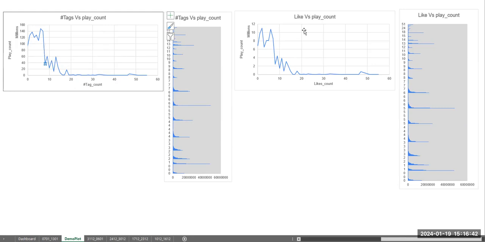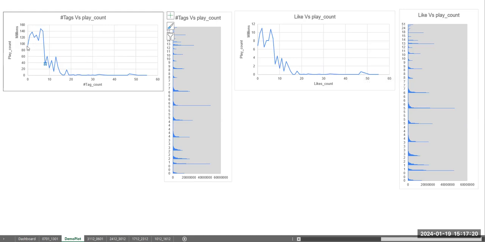Similarly, on the other hand, the likes against the play count. When we plot all the play counts against the likes count, you will see an overall distributed pattern. But if we aggregate for all the ones, twos, and threes, you will see a similar sort of chart, because obviously you can only like the videos which are being played. If a video is not being played, you will obviously have fewer likes.